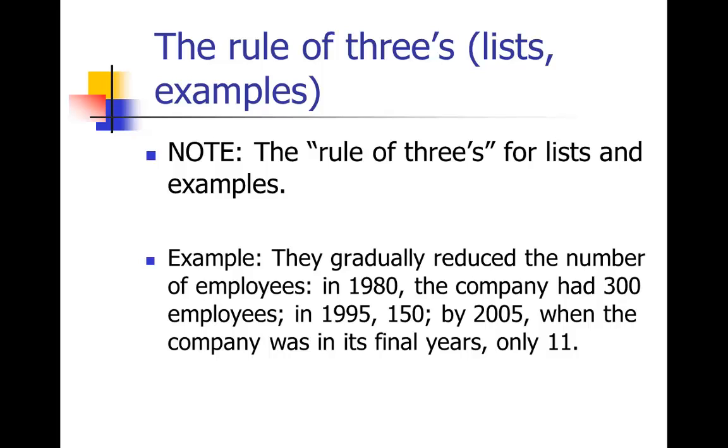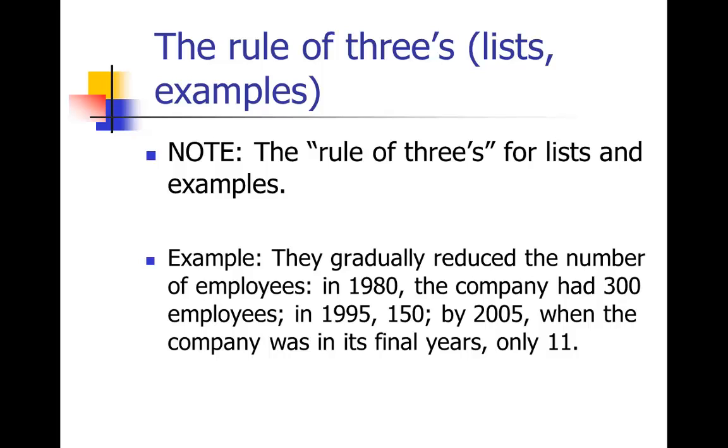I gave you a similar sentence earlier to illustrate the use of semicolons in a list, but let me use this sentence again to illustrate the point that they happen to pick exactly 3 numbers here. So they gradually reduced the number of employees. In 1980, the company had 300 employees. In 1995, 150. By 2005, when the company was in its final years, only 11.